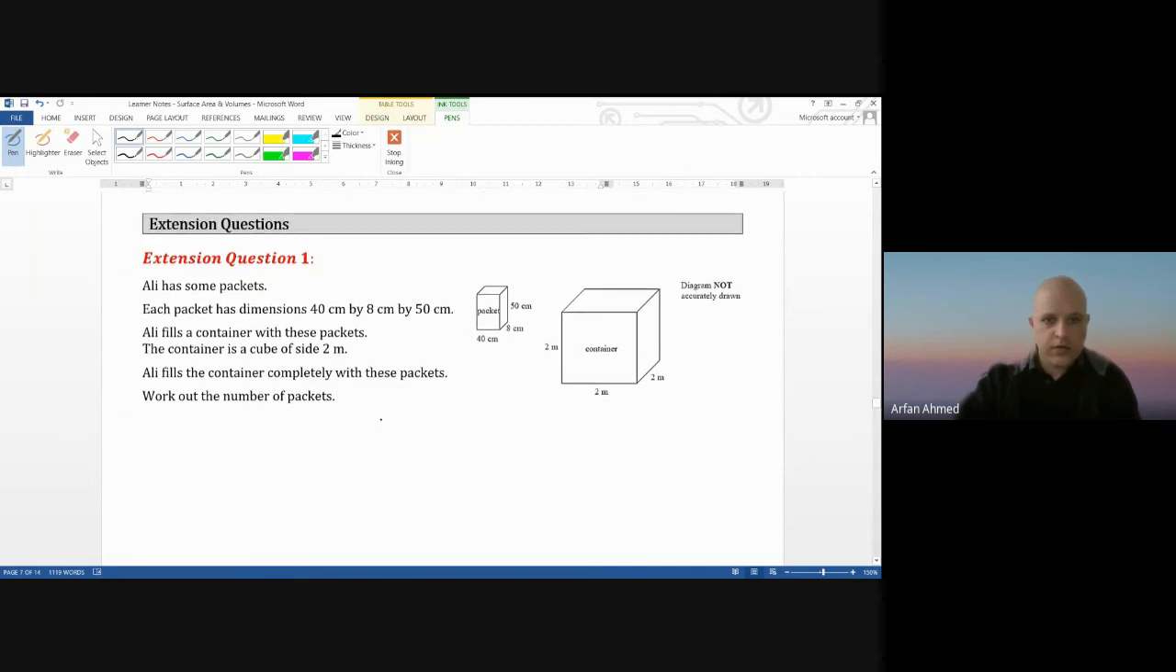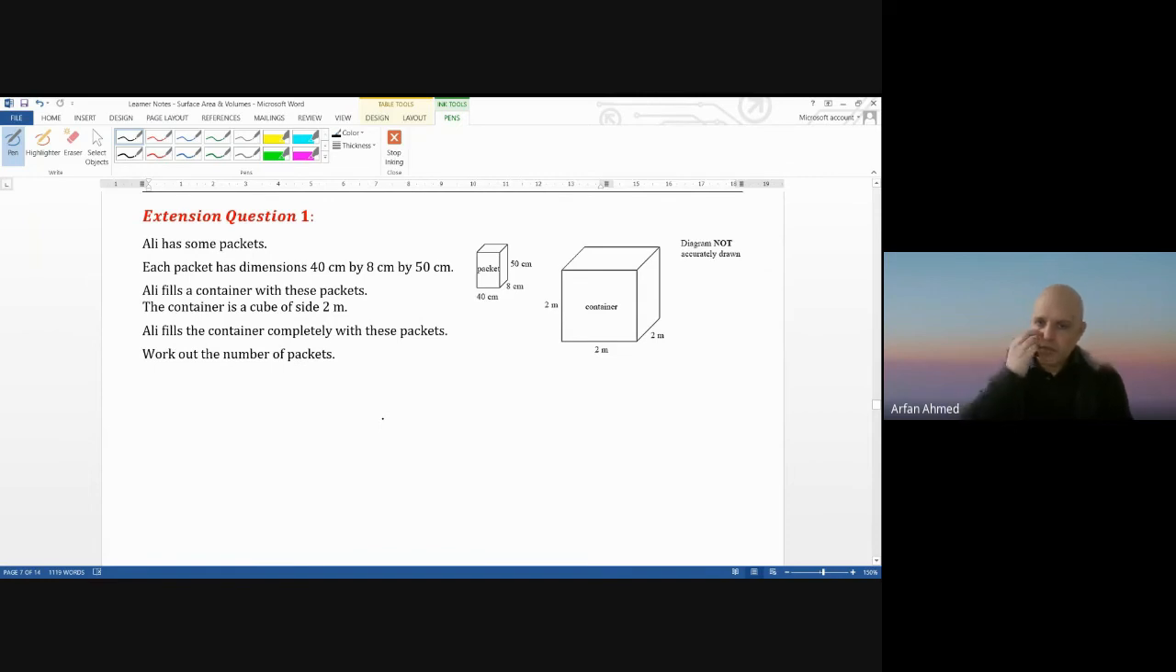Okay, let's go through this one. So extension question 1, Ali has some packets. Each packet has dimensions 40 by 8 by 50 centimeters. Ali fills a container with these packets. The container is a cube of side 2 meters. Okay, Ali fills the container completely with these packets. Work out the number of packets. Okay.